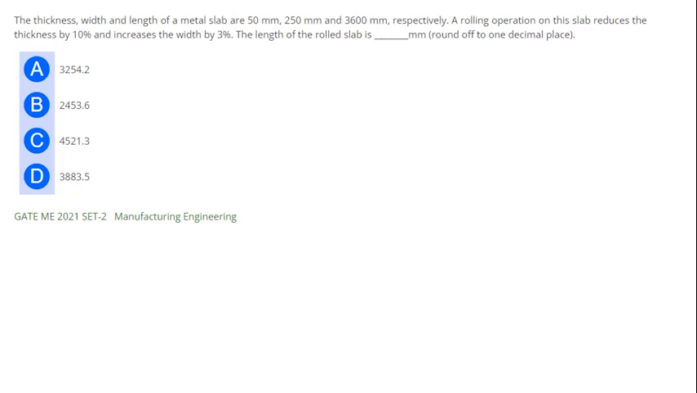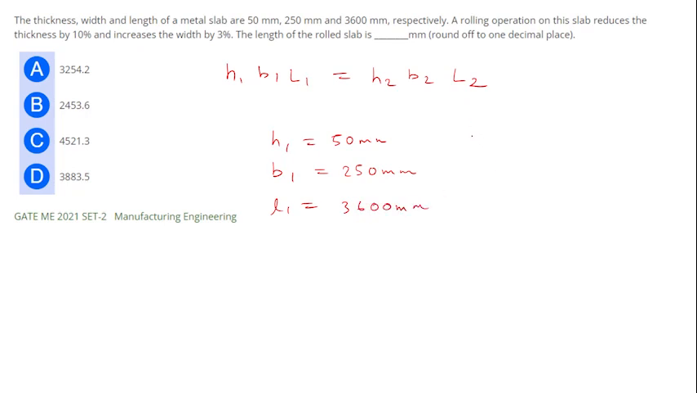So what is given in this question? Initial volume equals final volume. You have to follow the continuity equation, which is H1 B1 L1 equals H2 B2 L2. So what is given? H1, that is your thickness, is given as 50 mm. B1 is given as 250 mm, and length L1 is given as 3600 mm.